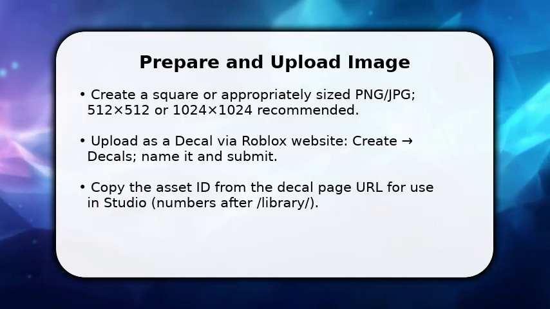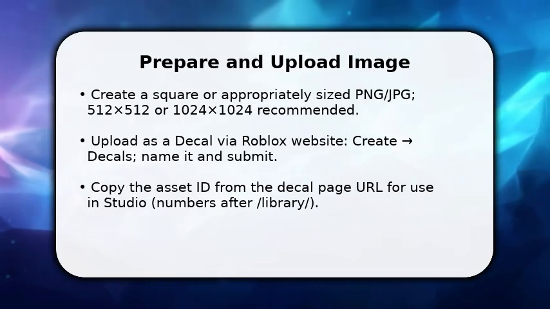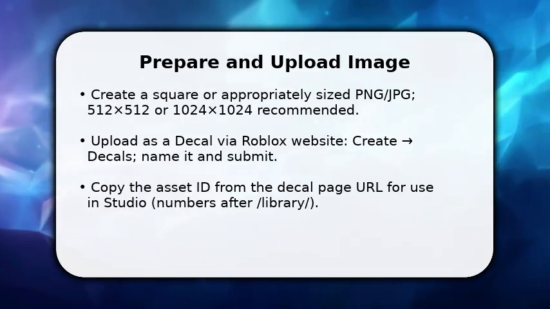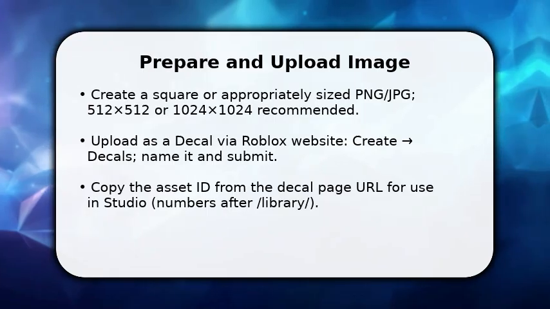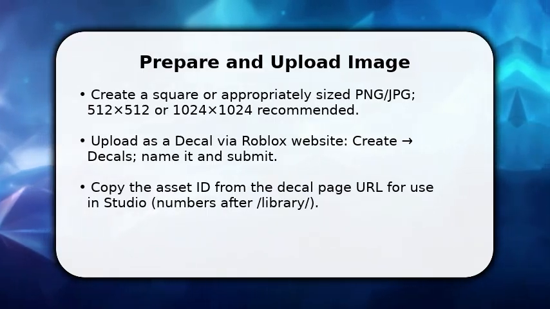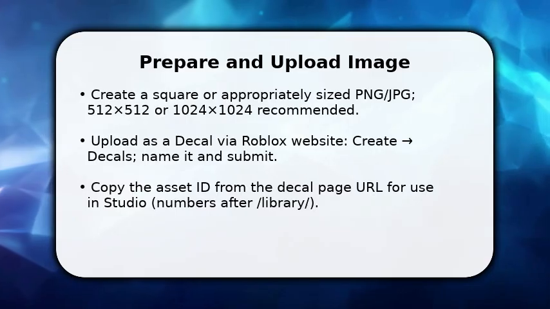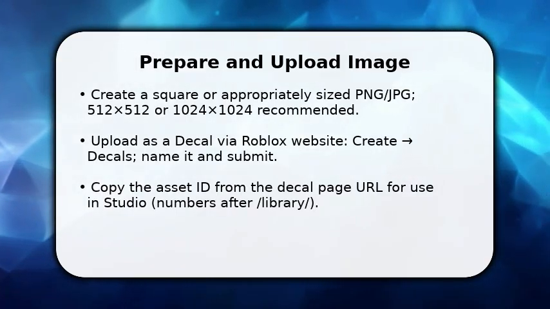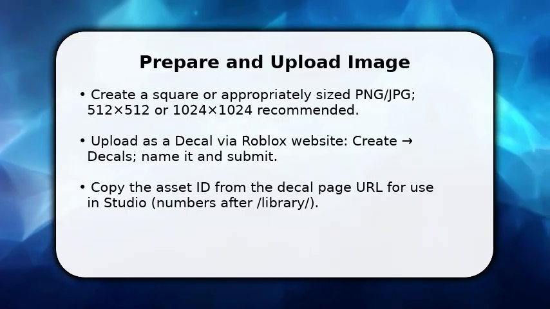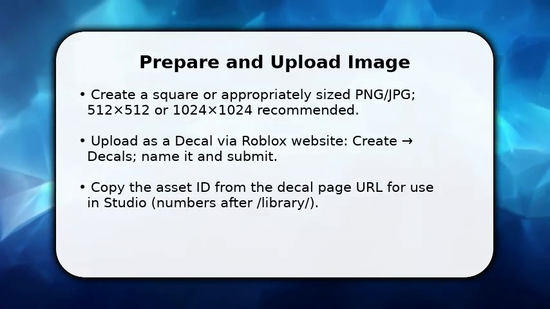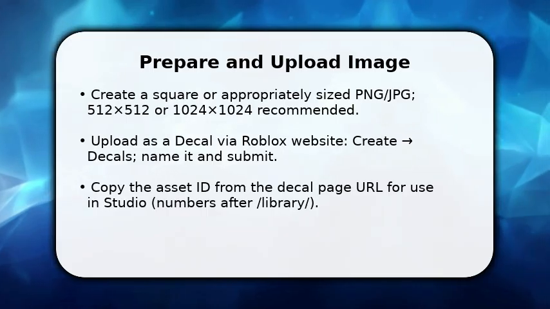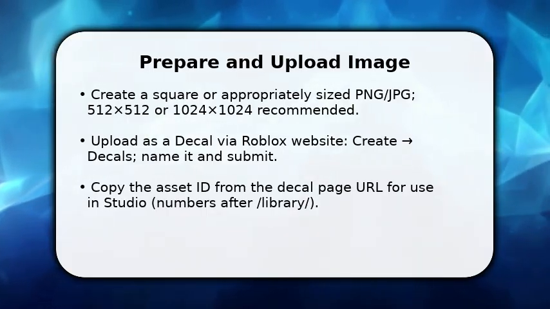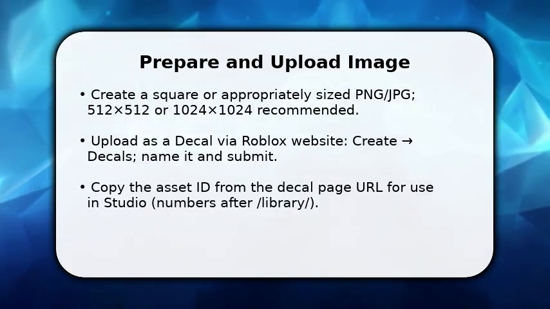You start by preparing an image that's the right resolution and format so it looks crisp in-game. Once done, upload it on the Roblox website as a decal. This converts your file into a usable asset. Make sure to name it clearly, then copy the numeric asset ID from the decal's library URL. You'll paste that into Studio. This step is crucial because Studio uses that ID to reference the image rather than the raw file.